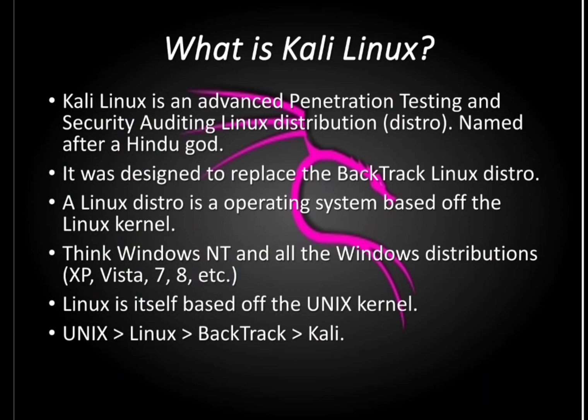What is Kali Linux? Kali Linux is an advanced penetration testing and security auditing Linux distribution, or distro, named after a Hindu god. It was designed to replace the Backtrack Linux distro. A Linux distro is an operating system based off the Linux kernel. Think Windows NT and all the Windows distributions like XP, Vista, 7, 8, etc. Linux is itself based off the Unix kernel. Unix kernel, Linux, Backtrack, Kali.